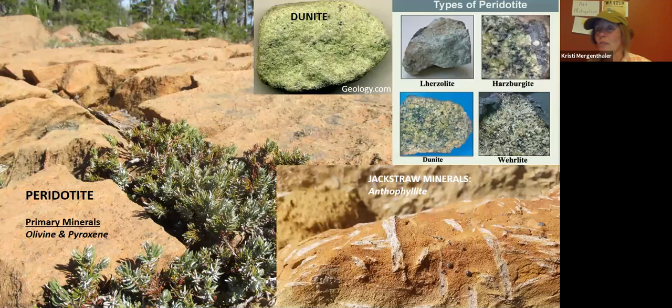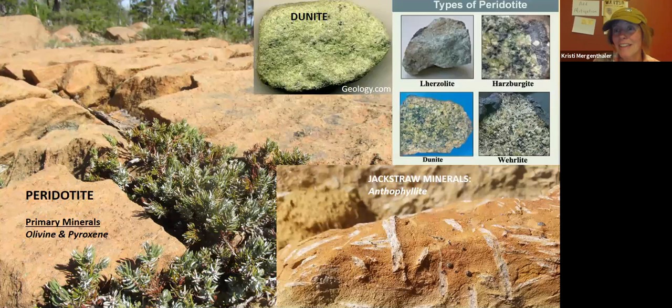This jackstraw mineral at Big Red Mountain on the Siskiyou crest has these beautiful splinters of this mineral called anthophyllite, which is kind of related to the micas. Okay, so that's a peek at peridotites.